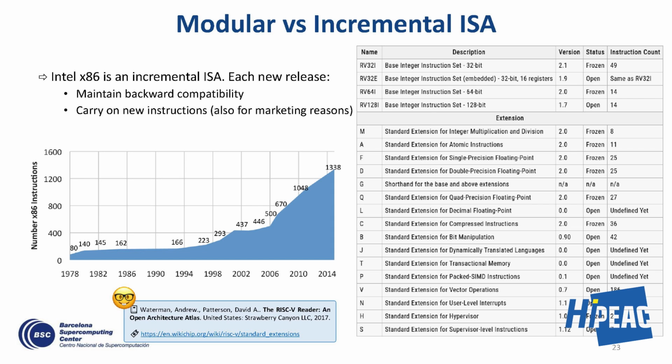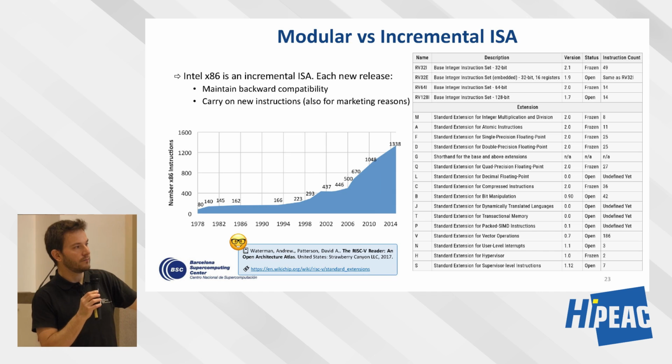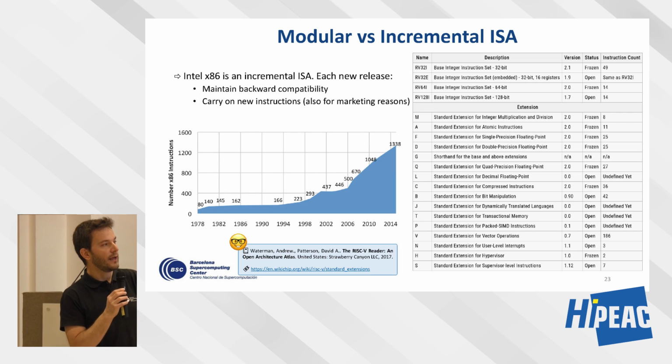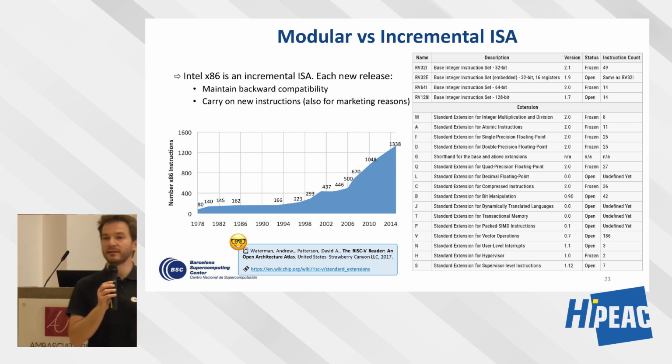That is what we are going to see tomorrow, right? Vector extension is somewhere here. Standard extension for vector. This is old. Now it is ratified at version 1.0. 0.7 was a couple of years ago. And it includes 186 instructions.